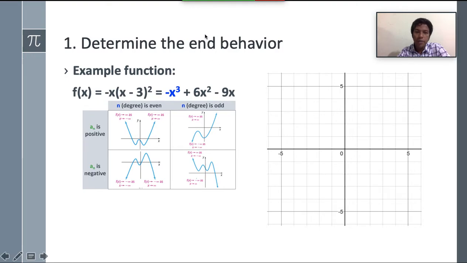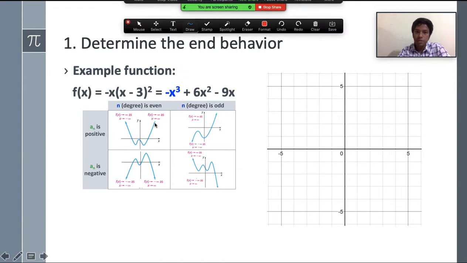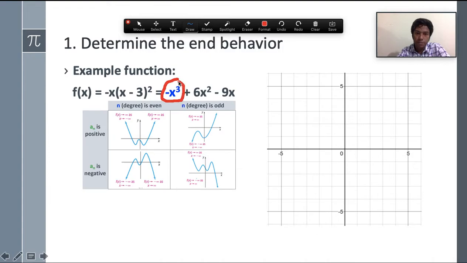So end behavior will depend on what? End behavior will depend on the maximum power of the function or the degree of the function. See, here x power is 1, here x power is 2, here x power is 3. So degree of this function is 3. So that means this is the maximum power term. That means end behavior of this graph will depend on this minus x cube.